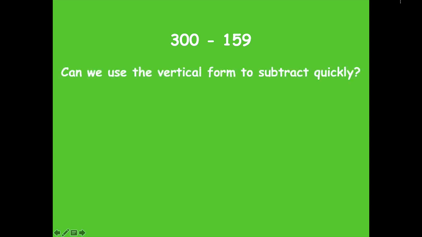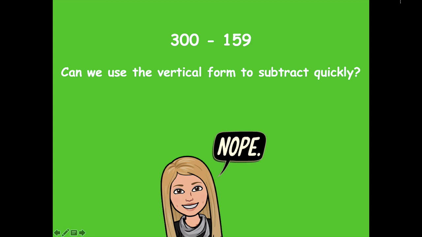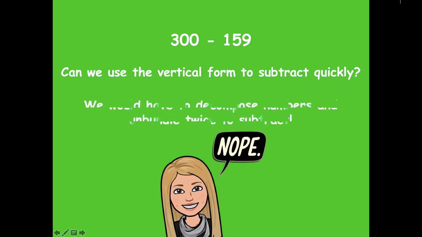All right, so we're going to get started with 300 minus 159. Can we use the vertical form to subtract quickly? Can we just look at those real quick and go, boom, I got this, I know exactly how to do it, and I'll solve it super fast? Nope, probably not. And that's probably because we would have to decompose numbers and unbundle twice to subtract because we have 2 zeros up there.